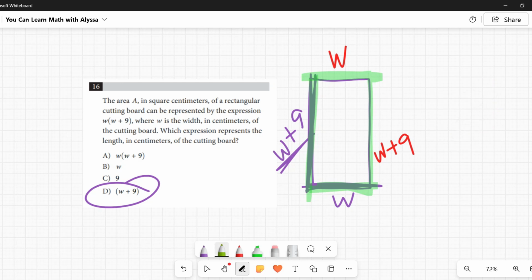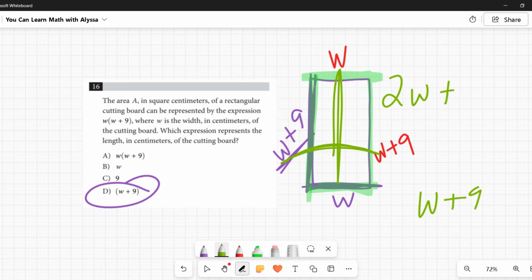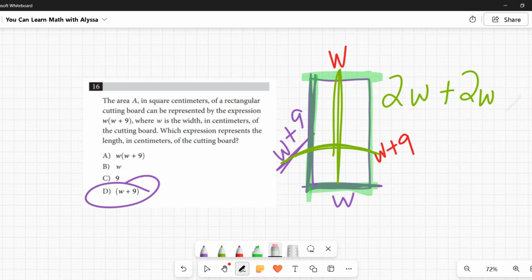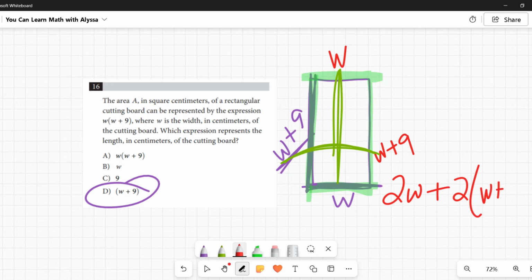In that kind of problem, your answer might be presented as 2W, those two together, plus, and they might multiply those, W plus 9 times 2, and you would distribute and say 2W plus 2 times 9 is 18. Combine like terms, 4W plus 18. They also can leave these in undistributed form. They sometimes do that. They might say 2W plus 2 times W plus 9.